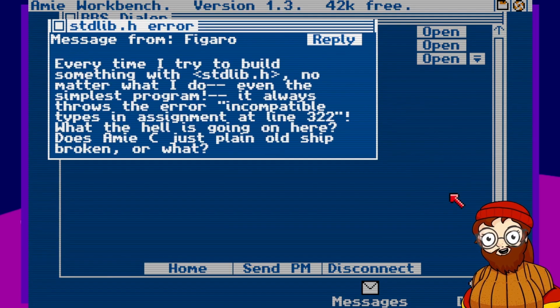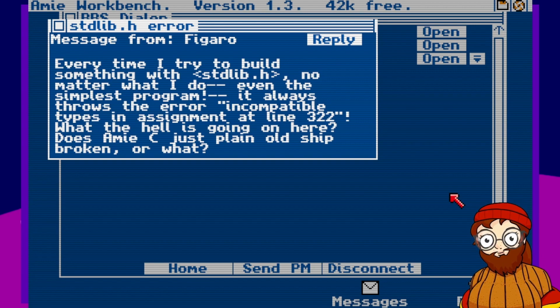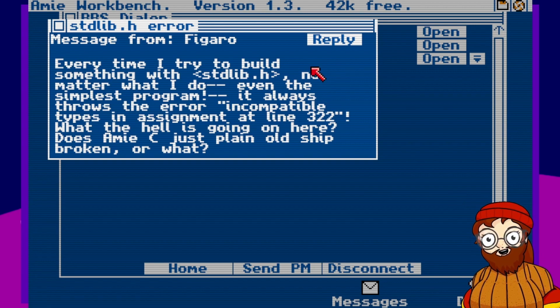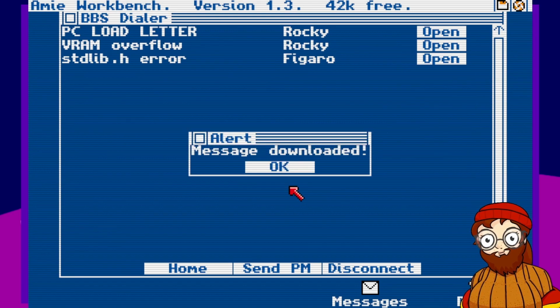Figaro. Message from Figaro. Every time I try to build something with it, no matter what I do, even the simplest program, it always throws the error incompatible types in assignment at line 322. What the hell is going on here? Does Amy C just plain old ship broken or what? I don't know. You tell me.